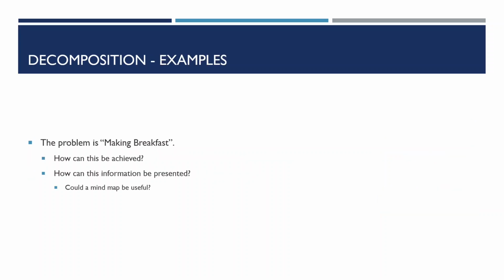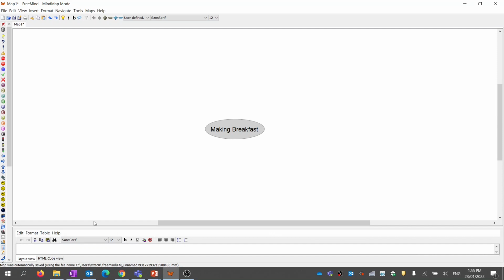So let's consider an example. Let's think about making breakfast. How can we achieve this, and how can we present this information? Could we use a mind map? And that's actually what we're going to use. We're going to use a mind map.